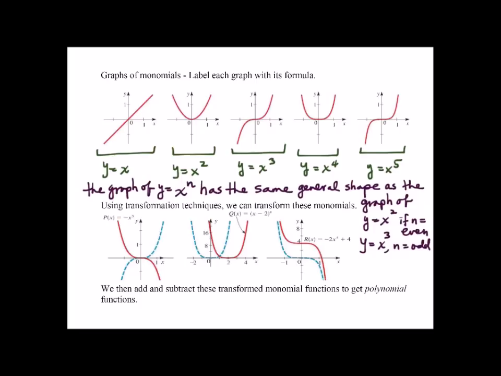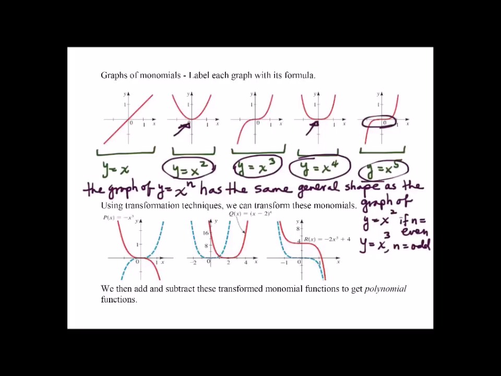However, as the degree n becomes larger, the graphs become flatter around the origin and steeper elsewhere. You can see that by comparing y equals x squared and y equals x to the fourth. If you look at the graph near the origin, the graph of x to the fourth is flatter than the graph of x squared. A similar phenomenon appears when you compare y equals x cubed and y equals x to the fifth. It is flatter near the origin for the x to the fifth function.